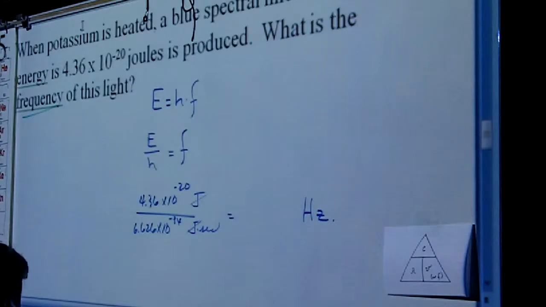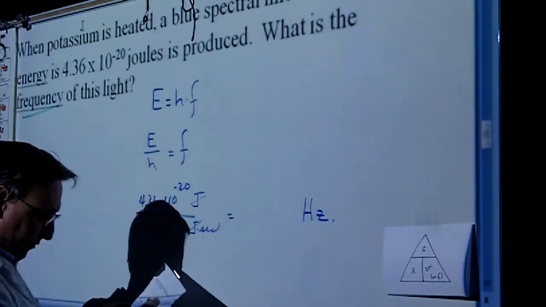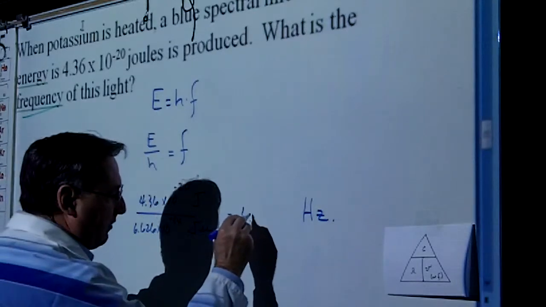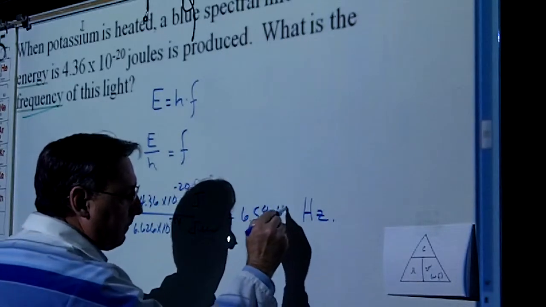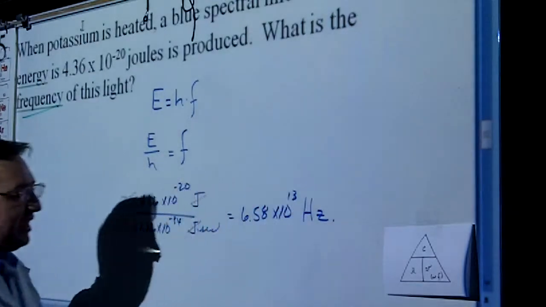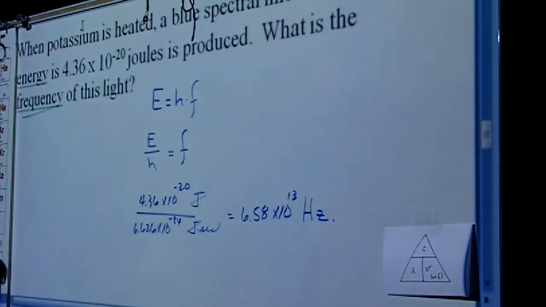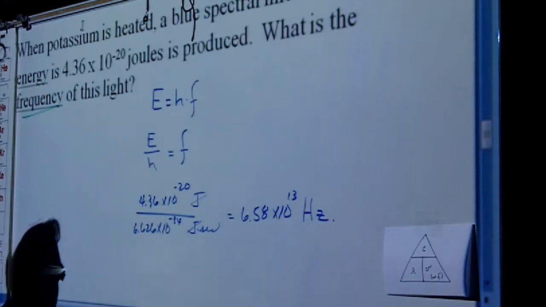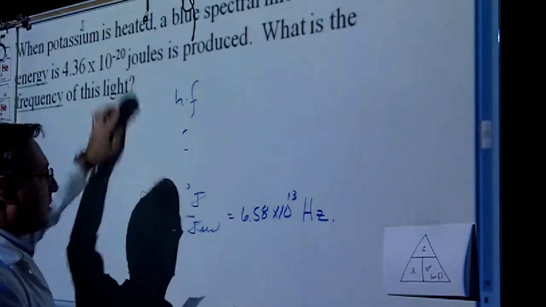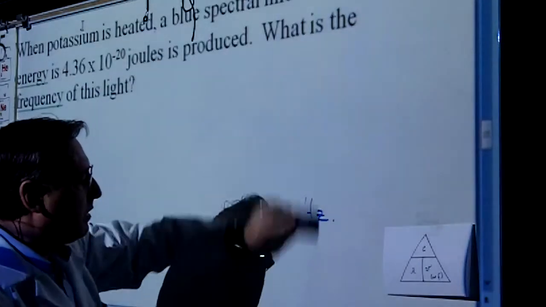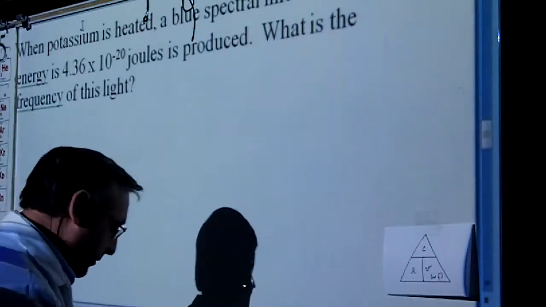And the value that I get is this. 6.58 times 10 to the 13th hertz. And I'm done with number 5. Okay? All right. Hopefully you're getting the hang of this. Okay, you just got to keep practicing. Do problem after problem until you've got it down.